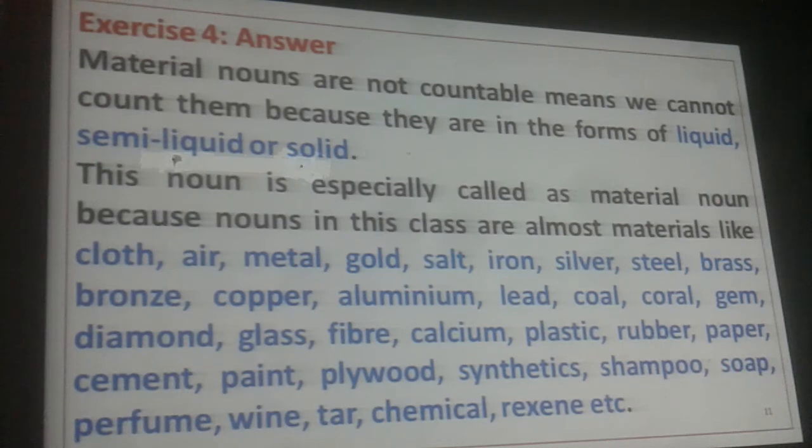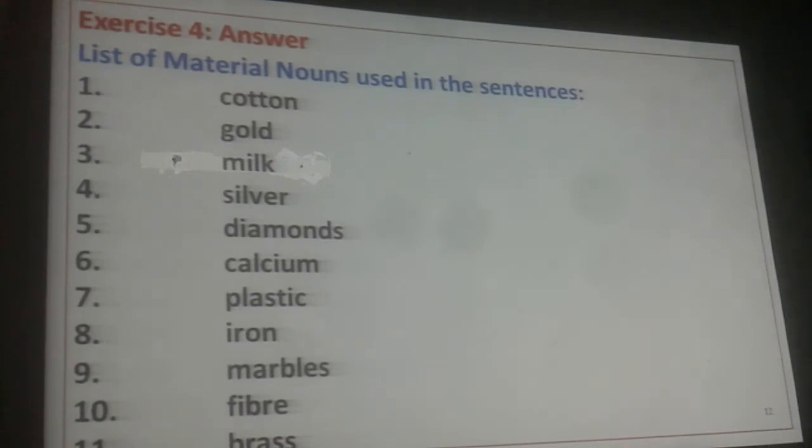Material nouns are not countable, meaning we cannot count them because they are in the forms of liquid, semi-liquid or solid. This noun is especially called a material noun because nouns in this class are almost materials like cloth, air, metal, gold, salt, iron, etc. Now here is the solution, a list of material nouns used in the sentences: cotton, gold, milk, silver, diamonds, calcium, plastic, iron, marbles, fiber, and brass.